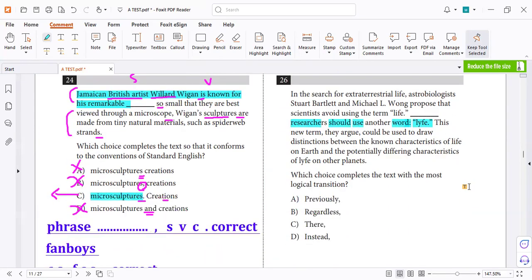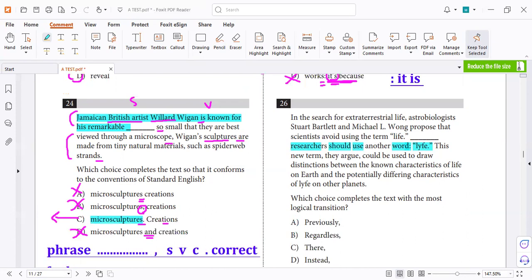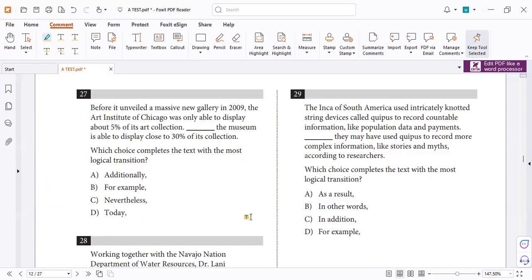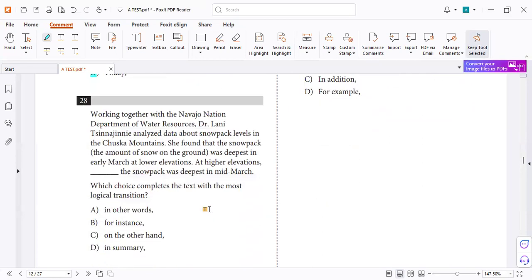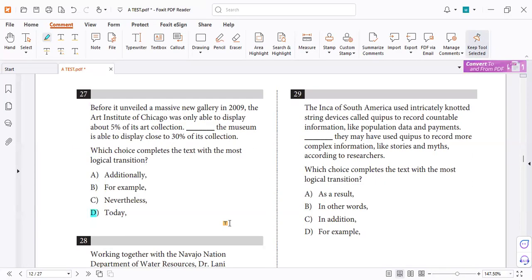And now, what is your answer for 26? 26, what's your answer? 26, D. Letter D, it is correct, yes. Alhamdulillah. Now what's next? 27, D. Letter D is correct. Alhamdulillah. And 28, C. Correct. 29, C.